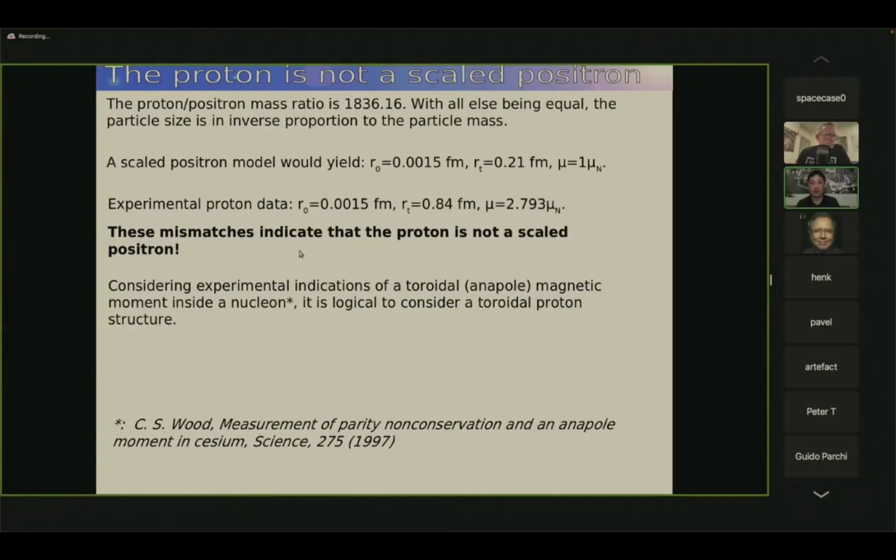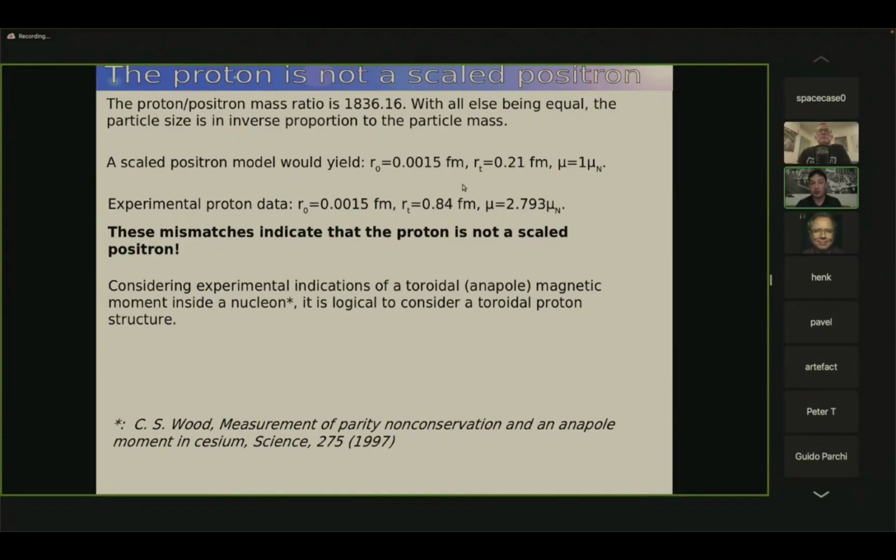No. For example, it's well known that the muon can be imagined as a scaled electron. Can we do the same with the proton? The proton-positron mass ratio is 1836, about that. And as I showed you in previous slides, with all else being equal, the particle size is in inverse proportion to particle mass. So from this mass ratio, let's calculate what the scaled proton size should be. The radius of its charge is actually well matching experimental data.